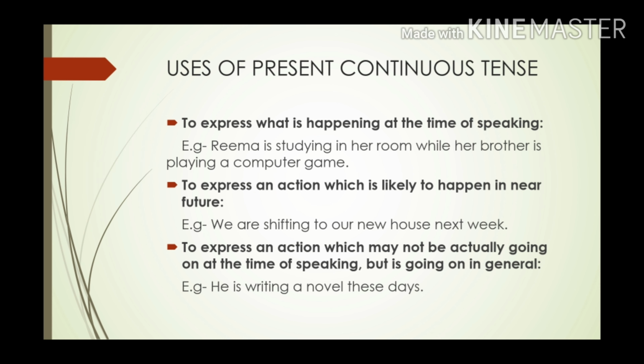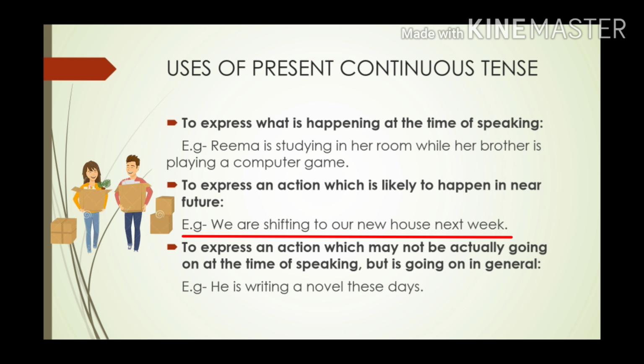Second, we use present continuous tense to express an action which is likely to happen in near future. Means something which will be happening very soon. For example, we are shifting to our new house next week. Here, we are telling something that is likely to happen soon.